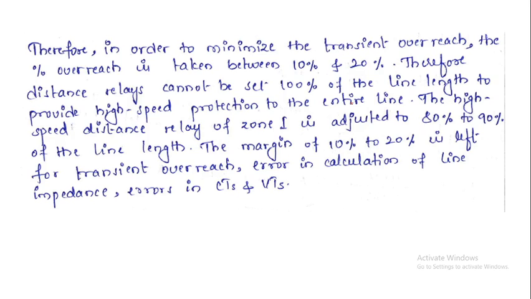Okay, the percentage overreach is taken between 10% and 20%. So we need to provide, no doubt the relay is going to operate as an overreach, but there is a limitation for the overreach phenomena. Percentage overreach should be set as per the standard. So that is given by between 10% and 20%.